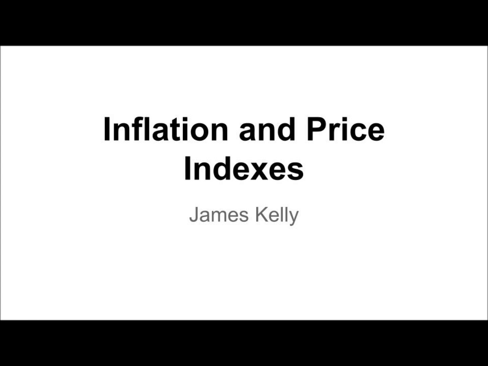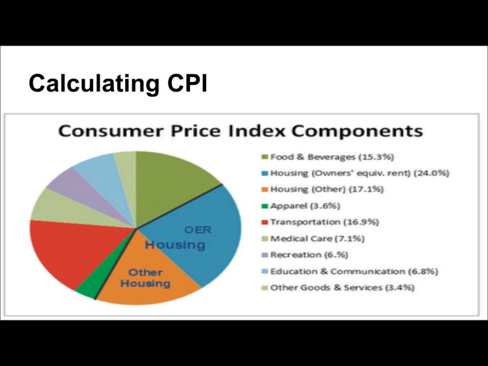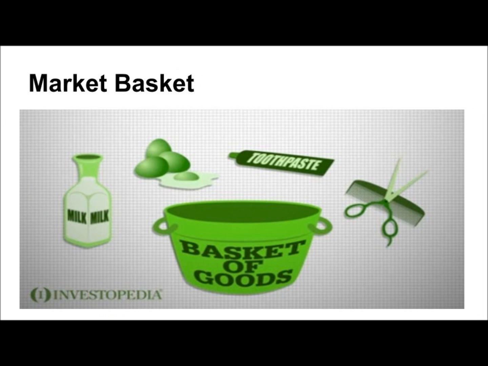Inflation and price indexes. This refers to the changing prices of goods within a country's economy. To look at this, it's important to know how to calculate CPI. CPI stands for Consumer Price Index and looks at the changing prices of specific goods in the market basket. The market basket simply refers to a select group of goods and their cost in 2 different years. Looking at the changing cost, we can determine the rate of inflation.